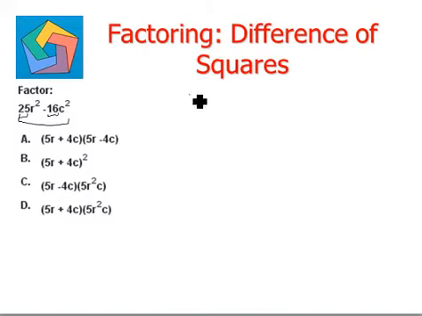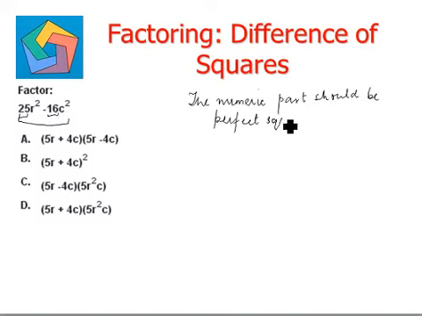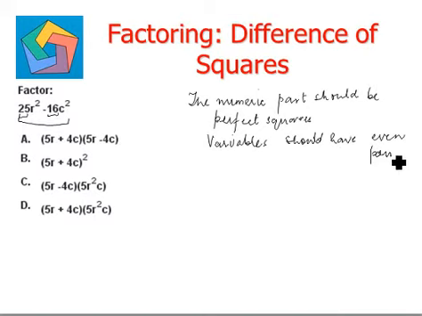So let's write down the numeric part should be perfect squares, and whatever variables are should have an even power. Then only we can apply this rule over here. Should have even powers or even exponents.